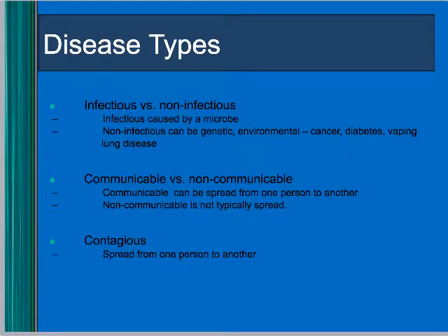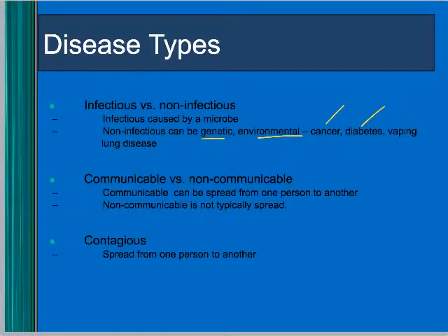Okay, the next part is a lot of vocabulary words. So the first thing talks about different kinds of disease, so infectious versus non-infectious. Infectious is usually caused by a microbe, so it could be a virus, it could be a bacterium, it could be fungus. Now a non-infectious disease is something that could be genetic or environmental, or maybe we don't understand the cause. So something like cancer or diabetes.